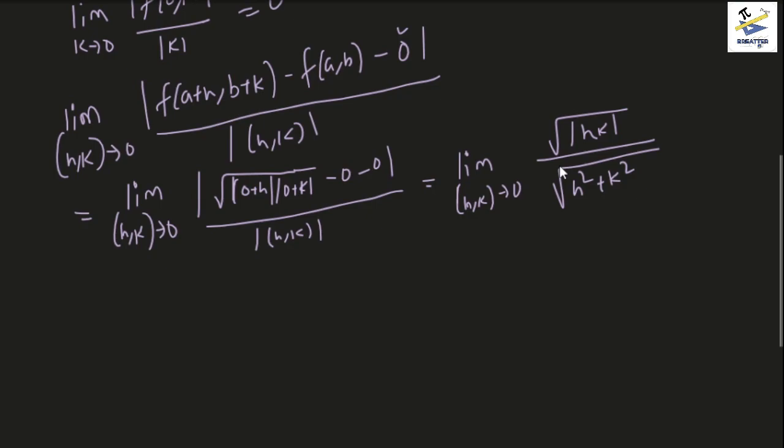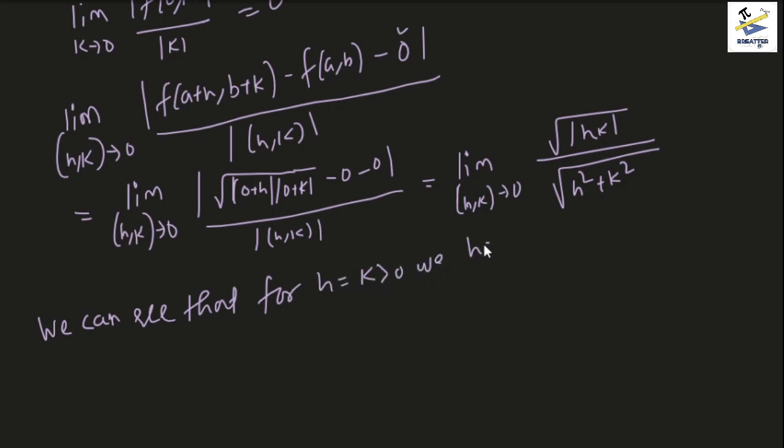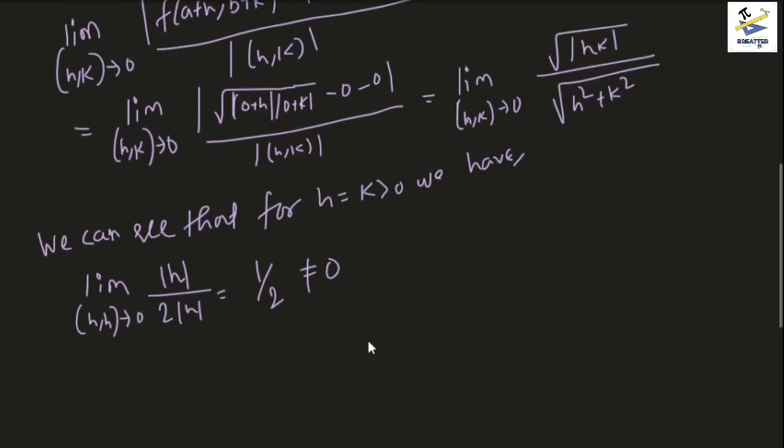And it is very well known that this limit does not exist, because for h equals to k we have the sequence limit h comma h to 0 of root over h square, mod h, divided by 2 mod h, which is just equal to 1 by 2, not equal to 0. So this limit is not unique, that means it does not exist, therefore it is not differentiable.